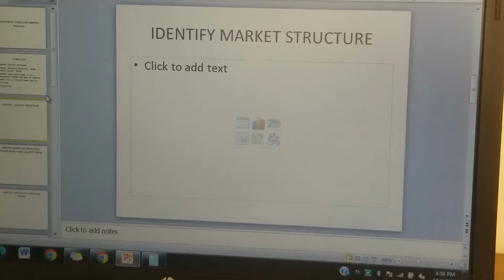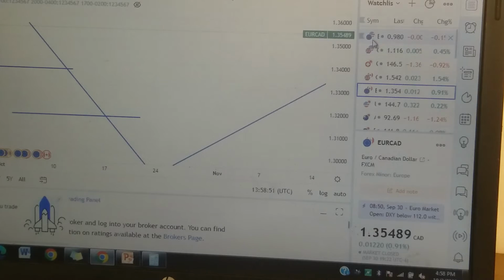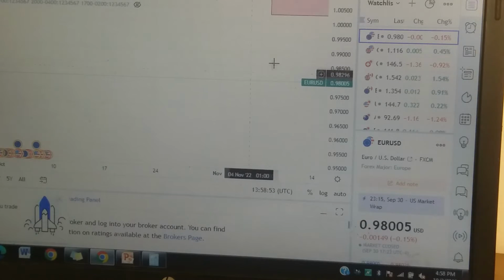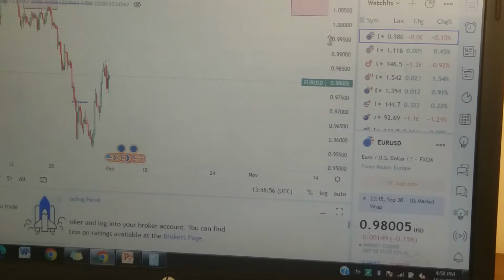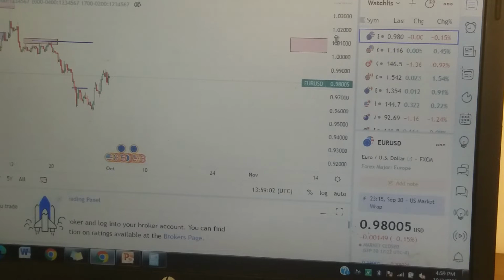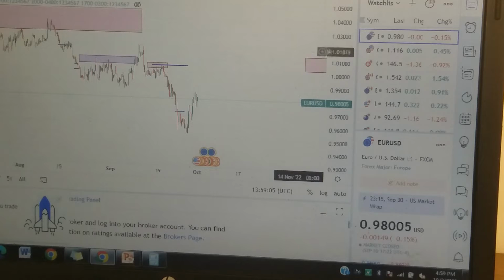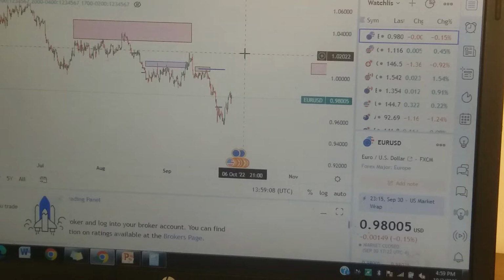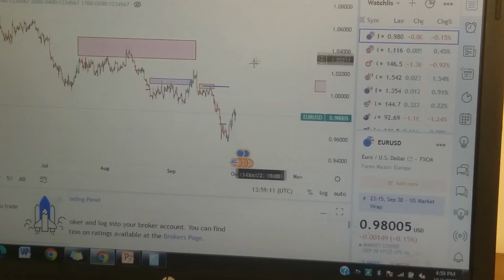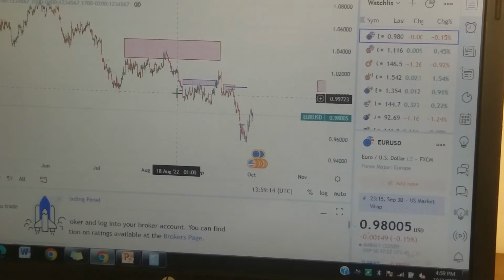So first of all, we are going to talk about identifying your market structure. We have come to a conclusion that there are only two kinds of market structures that you will want to trade as an institutional trader. Number one is, how is the market structure? What kind of structure is the market? Is it an upward trend or a downward trend? You want to be very specific and very clear on the kind of structure that you are trading.